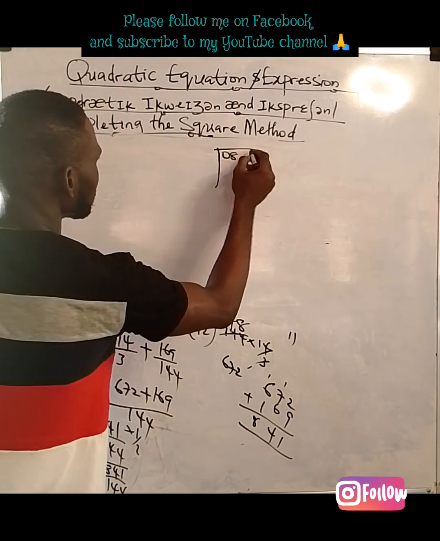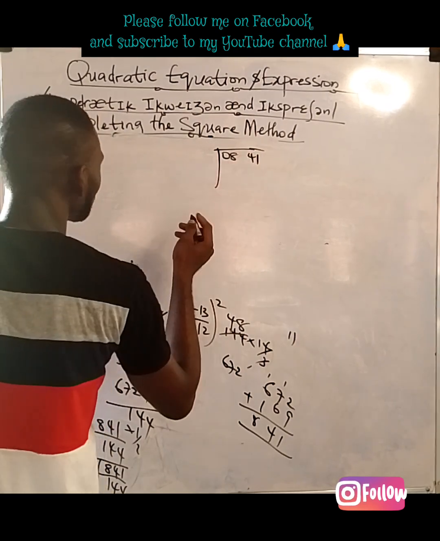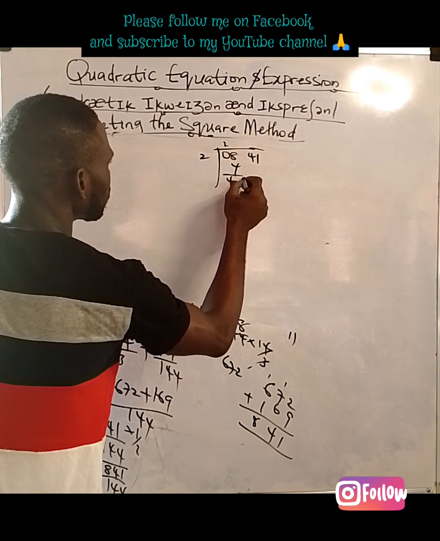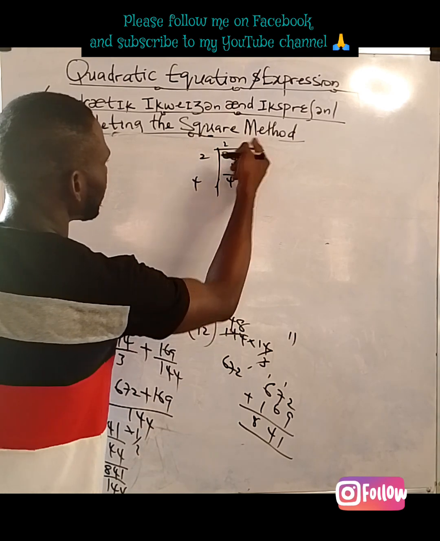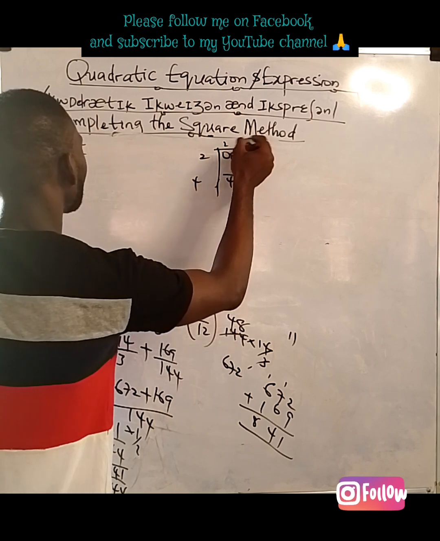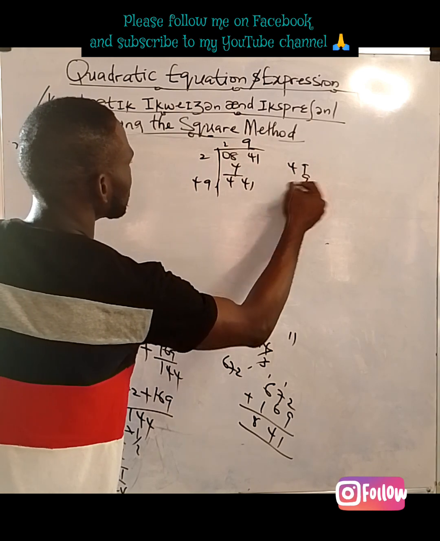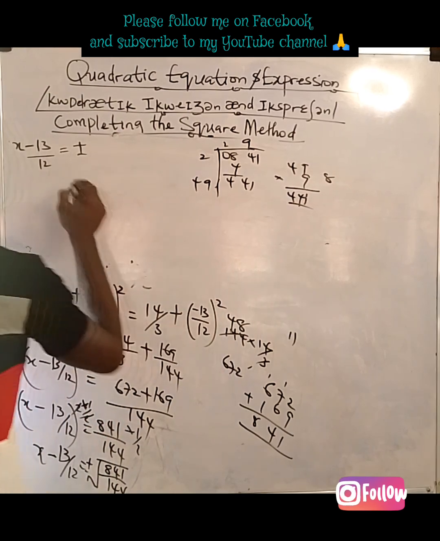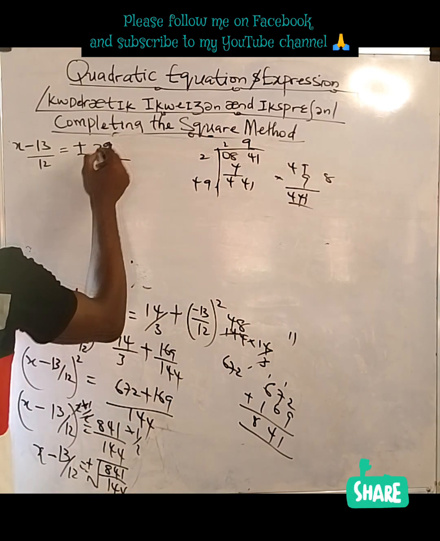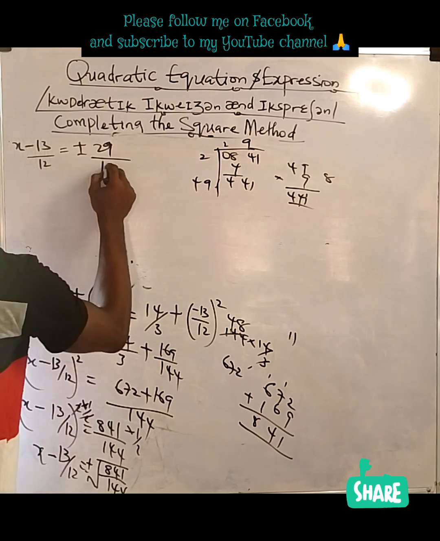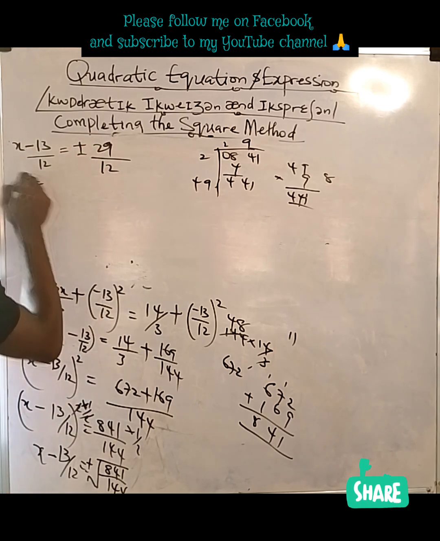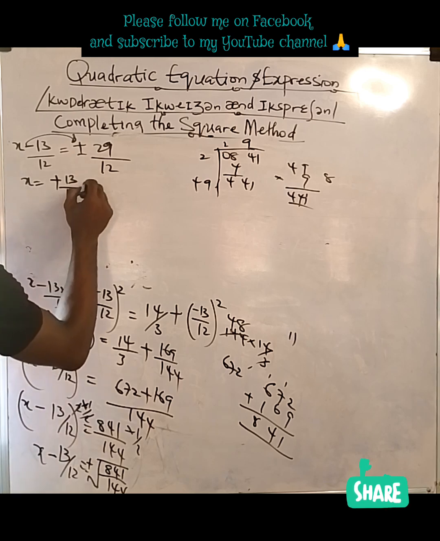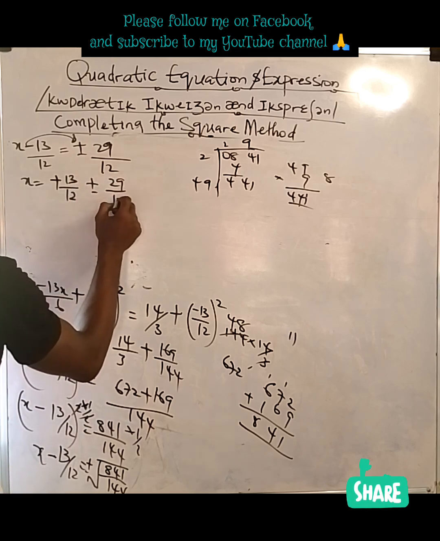What is the square root of 841? Let's test 29: 9 times 9 is 81, and 2 times 2 is 4, that's 841. So that's 29 over, then the square root of 144 is 12. Good. So we send this over to the other side. When this crosses, x becomes plus 13 over 12, plus or minus 29 over 12.